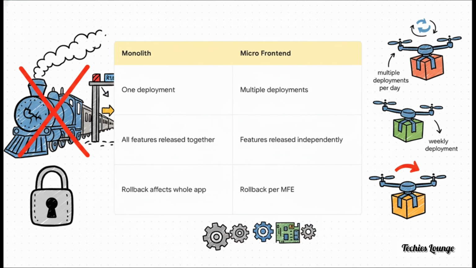The deployment story is just as amazing. You can say goodbye to those big, risky release trains where every single feature has to ship at the same time. With micro front-ends, the payments team can deploy 3 times a day if they want, while the search team deploys once a week. And if something goes wrong with a new payment feature, you just roll back that one micro front-end, not the entire application. The risk is so much lower.